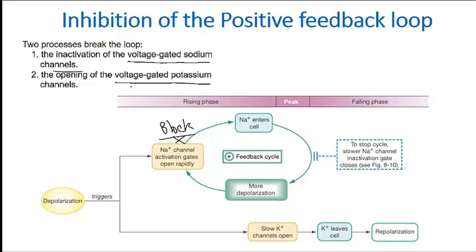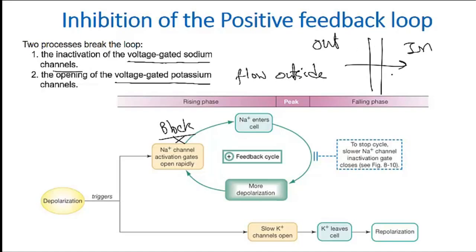Or another thing cells can do is open a channel which allows positively charged ions to flow outside the cell to balance the situation. Because right now, if this is inside the cell and this is outside the cell, sodium is going in, so positive charge is building up inside the cell. So if we can open up a channel that will push a positive ion outside, let's say potassium, that can balance the membrane potential. So that's what we're trying to do.